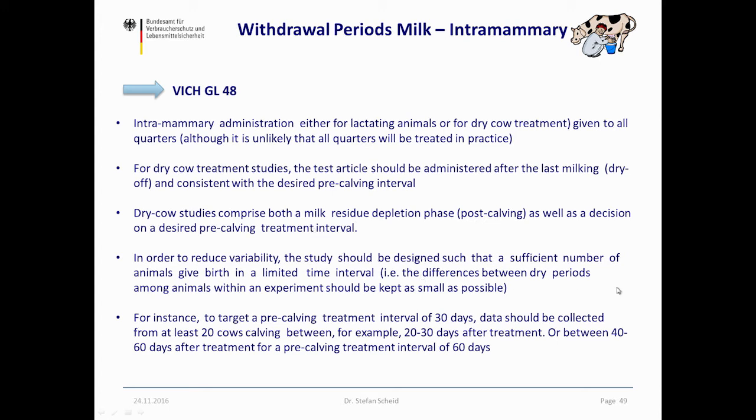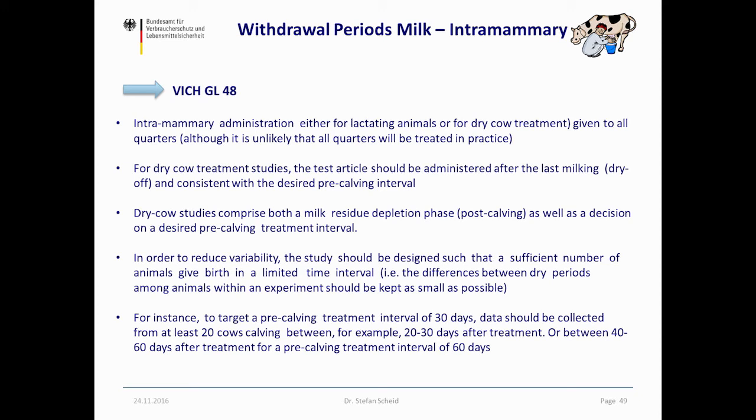So the intention is that the difference between the dry periods among the animals are kept as small as possible. And the idea is to have a sufficient number of animals for the statistical analysis. For instance, to target a pre-calving interval of 30 days, data should be collected from at least 20 cows. This is a typical number in the interval of 20 and 30 days after treatment, or between 40 and 60 days if the pre-calving interval is 60 days. So this normally would use more than 20 cows.